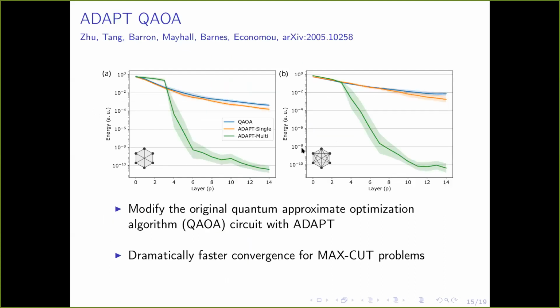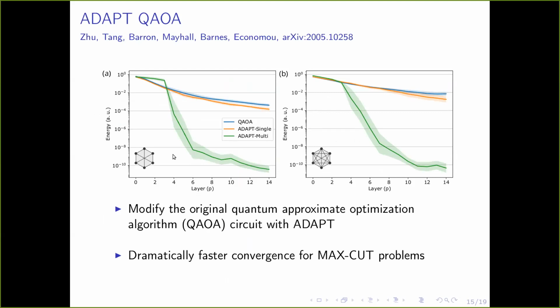The last slide is about the related work of ADAPT-QAOA. Basically, it is a modification of the original Quantum Approximate Optimization Algorithm, QAOA, circuit with the concept of ADAPT. So it can dramatically speed up the convergence for some MaxCut problems.